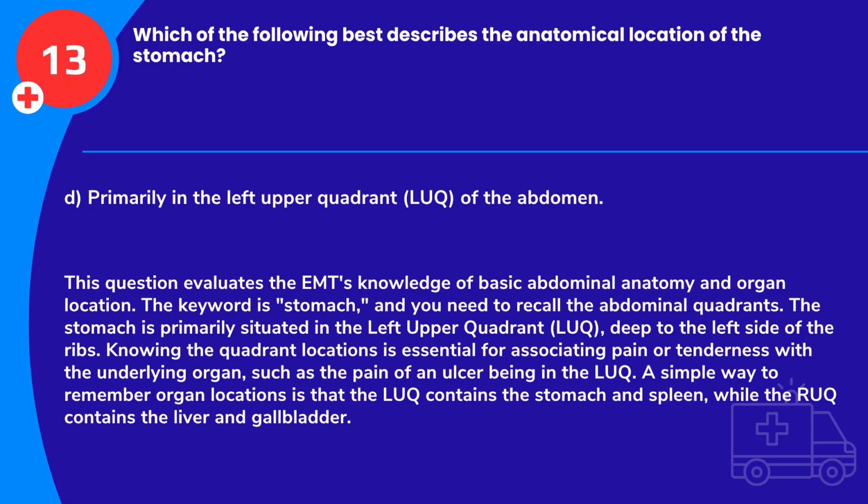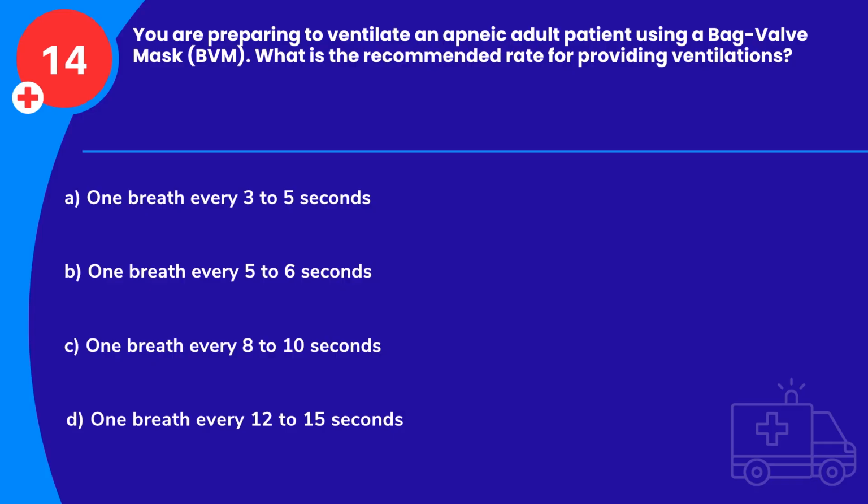This question evaluates the EMT's knowledge of basic abdominal anatomy and organ location. The keyword is stomach, and you need to recall the abdominal quadrants. The stomach is primarily situated in the left upper quadrant, LUQ, deep to the left side of the ribs. Knowing the quadrant locations is essential for associating pain or tenderness with the underlying organ, such as the pain of an ulcer being in the LUQ. A simple way to remember organ locations is that the LUQ contains the stomach and spleen, while the RUQ contains the liver and gallbladder.